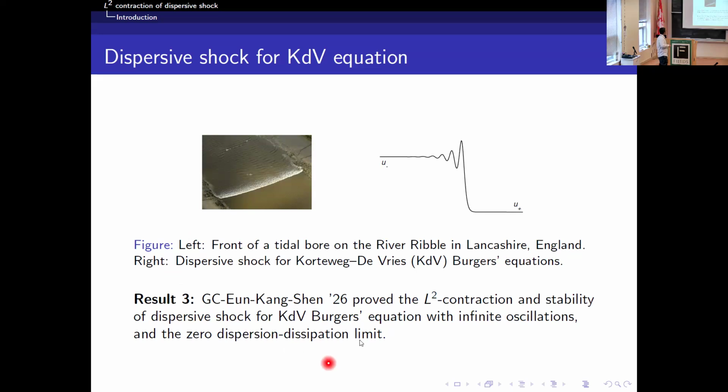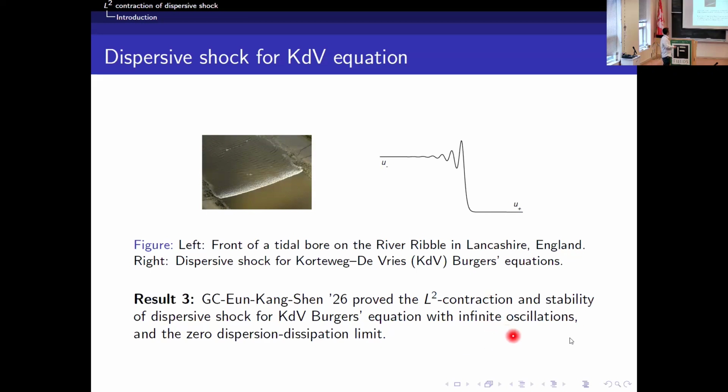And this is a very recent result. We posted it at the end of February, probably two months ago, with my collaborators in Korea, Moon-Jin Kang and Namhyun Kim, and also Yanan Shen. And we proved the L2 contraction. Contraction definitely under some shift, because otherwise you're not going to be able to have any contraction. We will see the precise definition soon. And this L2 contraction automatically gives you the stability of this kind of dissipative shock, especially with infinite oscillation.